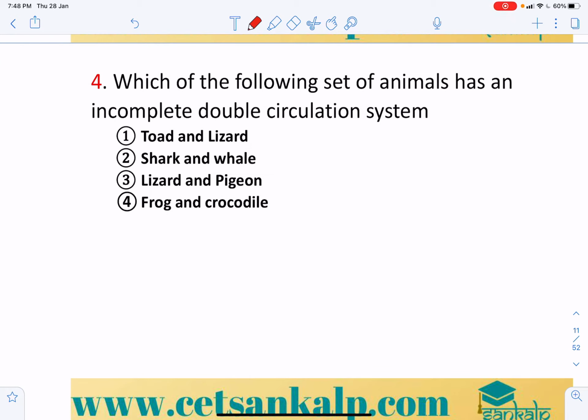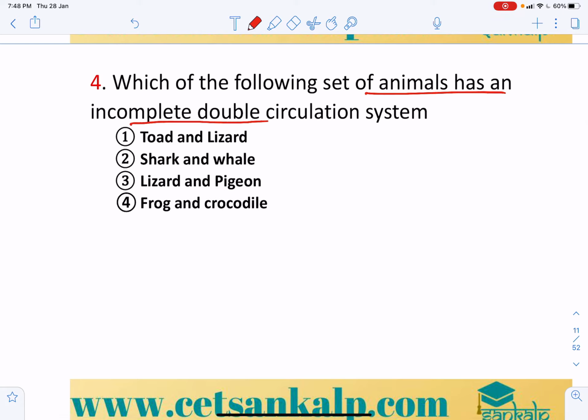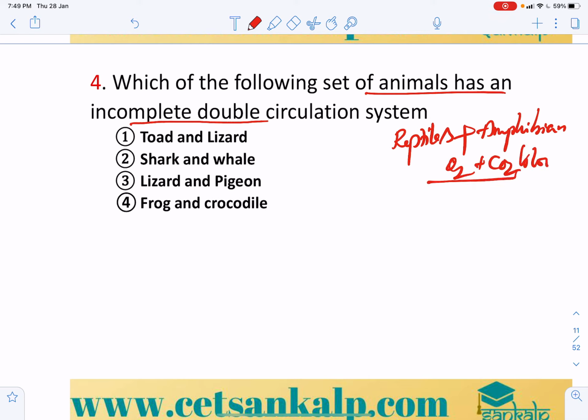Which of the following set of animals has an incomplete double circulation? We discussed that incomplete double circulation is mainly in reptiles and amphibians. It is incomplete double circulation because both oxygenated and deoxygenated blood get mixed up because of the 3-chambered heart in amphibians and the incompletely 4-chambered heart in reptiles. So the answer for this is toad and lizard, right?